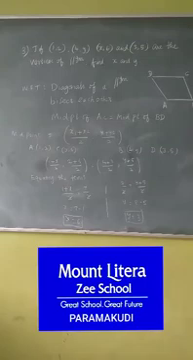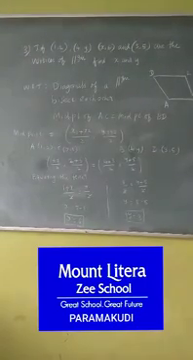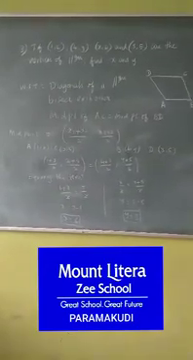The next question: if (1, 2), (4, y), (x, 6) and (3, 5) are the vertices of a parallelogram, find x and y. Here they have given 4 points and said it is a parallelogram. They are asking to find the x value as well as the y value.